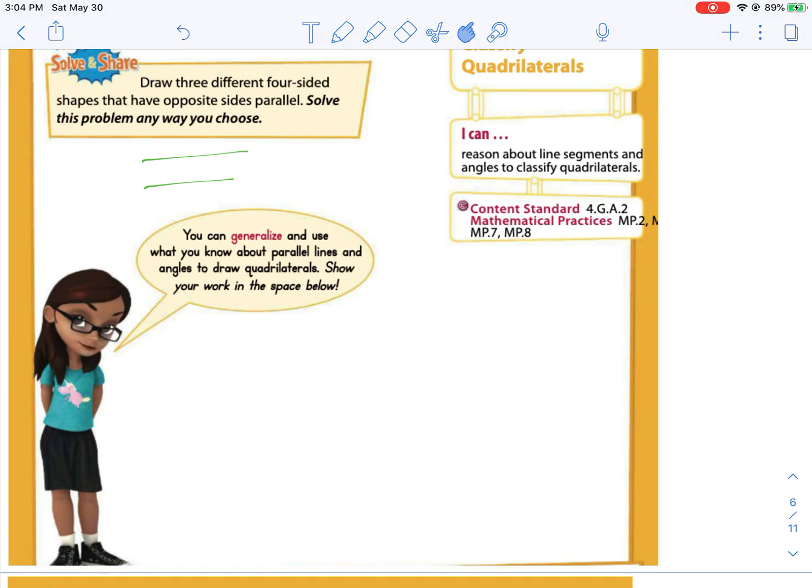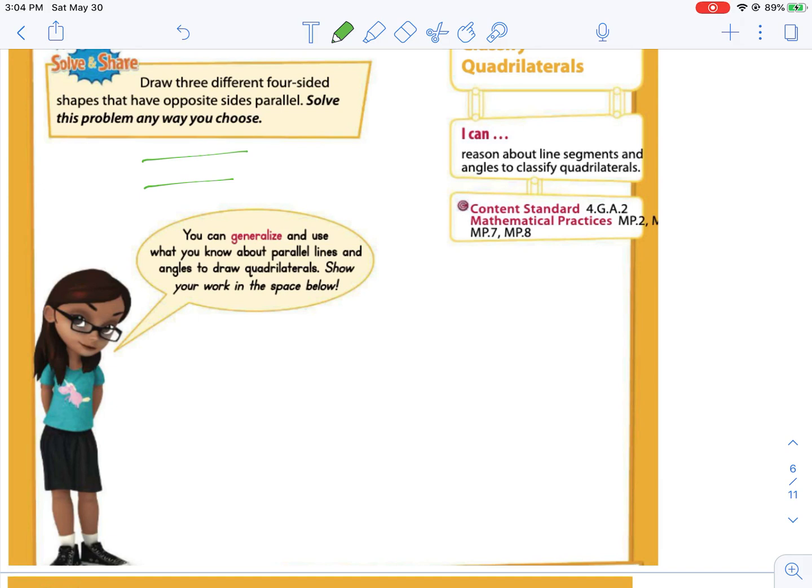And then I'm just going to read the little hint. It says you can generalize, use what you know about parallel lines and angles to draw quadrilaterals. Show your work on the space below. So go ahead and get a piece of paper and draw and see if we can have some that match up. So do that now. Okay, if you're back, that means you tried it.